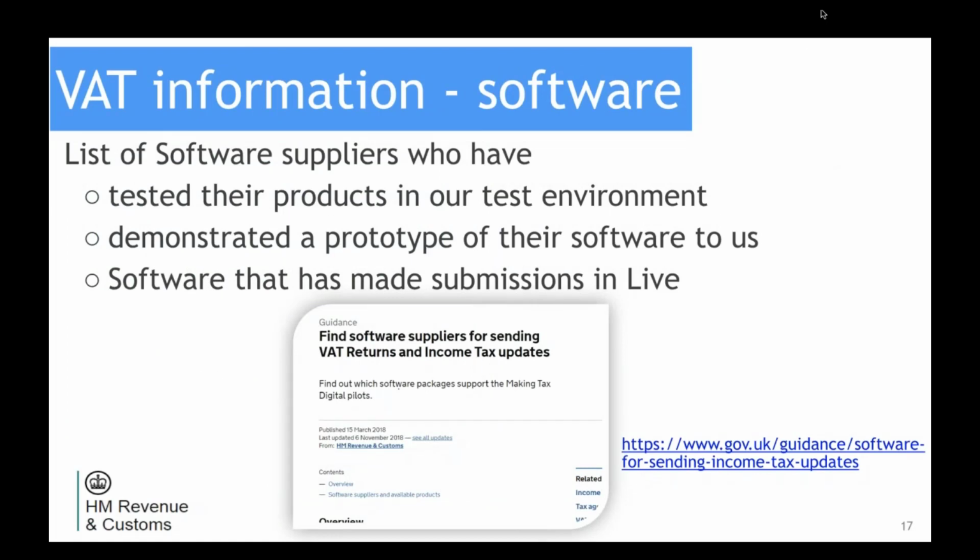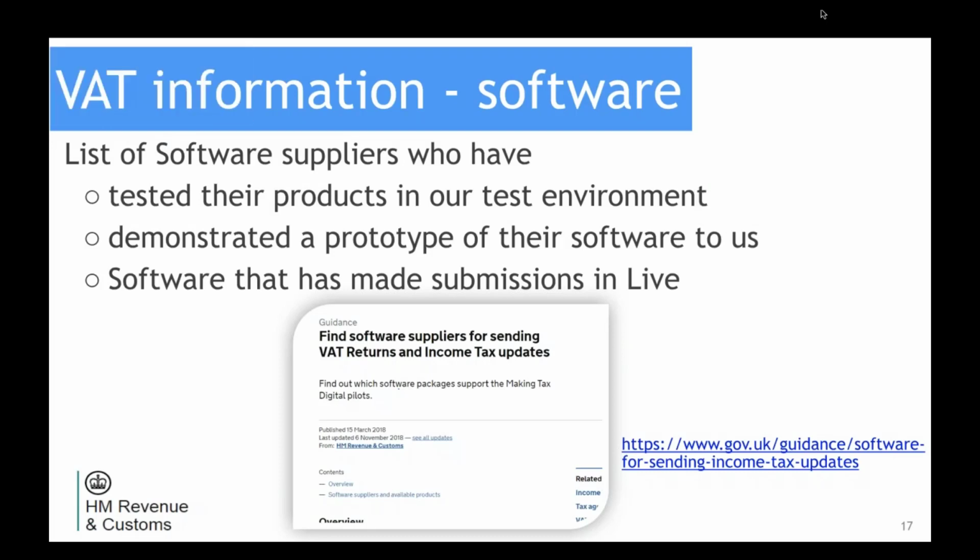Okay. A little bit more information on the software pages that we've got there. So the list of software suppliers and what it means for them to be listed on there. So they've tested their products in the HMRC test environment. They've demonstrated a prototype of their software to HMRC, and we've seen what that does and been assured that it does all the things that we would expect it to do. And those software that finally gets listed on there, we've actually seen them make live submissions into HMRC with real customer data into our live environment, working without issue. And when they've passed all those points, we will list them as a recognised supplier.